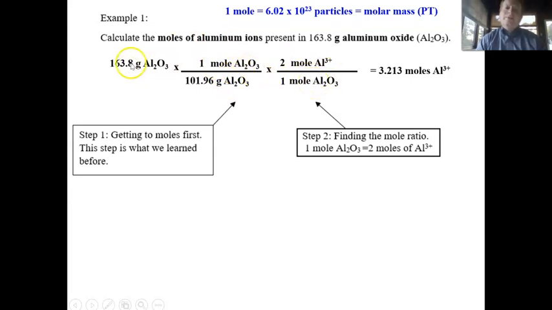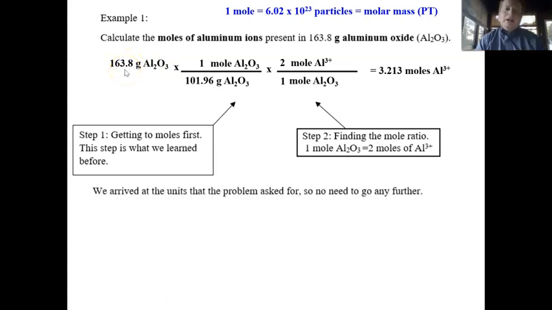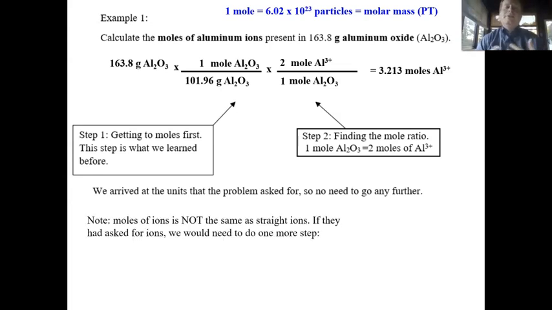So then that means the lowest number is the one you started with, the actual measured value. Okay. So yeah, because we were at the desired unit, no need to proceed any further. But there's an important distinction here. Moles of ions is not the same thing as just straight ions. If they had asked for ions, we'd have to do something different.